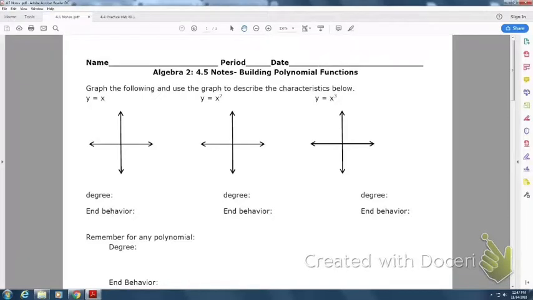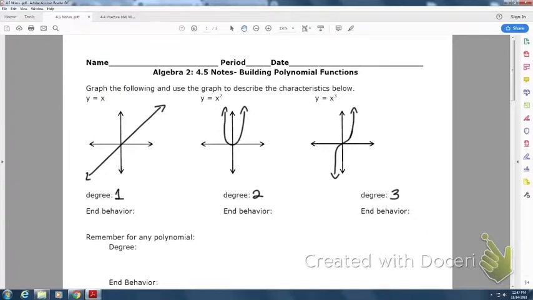So again, looking at the first part of the notes, the first part of the notes is really just a big review of a lot of stuff we've talked about. So looking at just the first parent functions: linear, quadratic, and cubic. Whenever I'm talking about the degree, again, I'm talking about the largest exponent. Okay? So what is the degree of this function right here? 1. What is the degree of a quadratic? Cubic? 3.